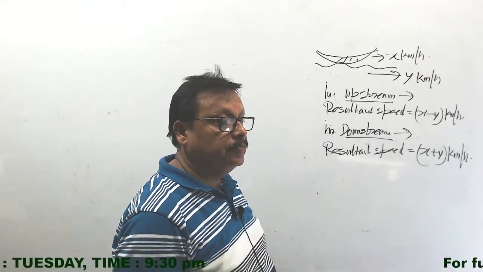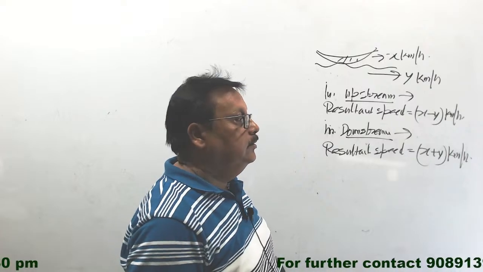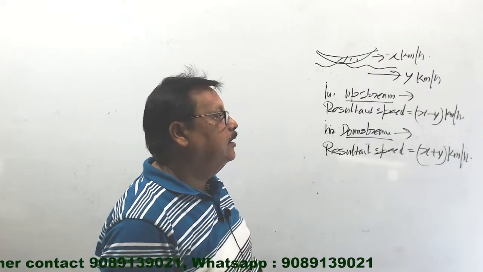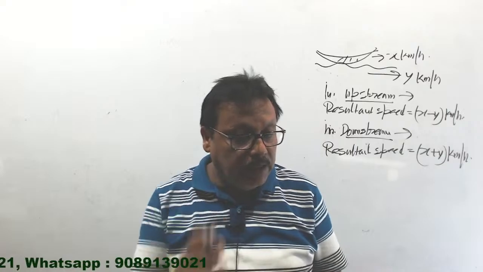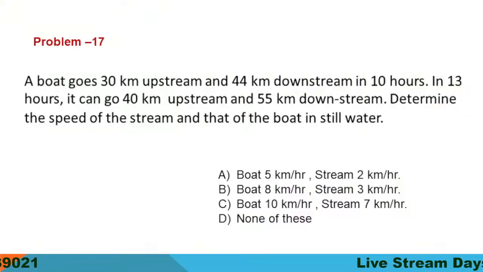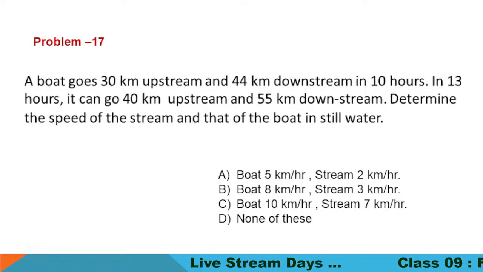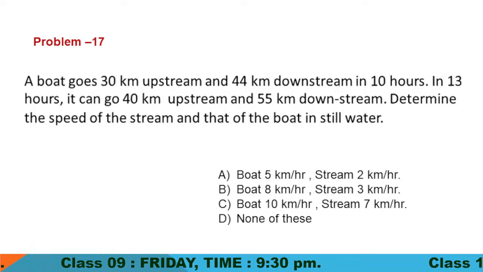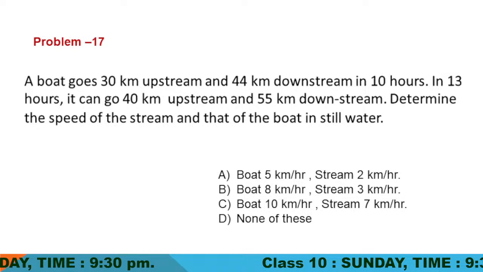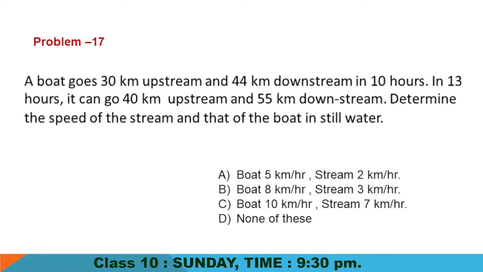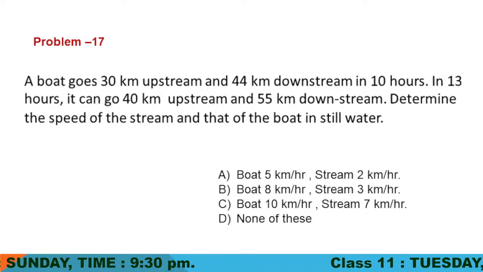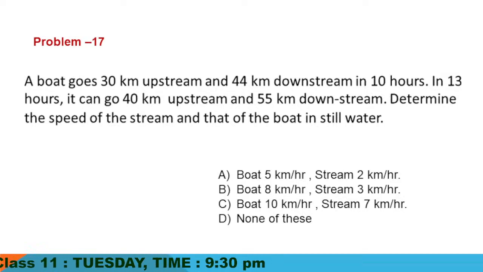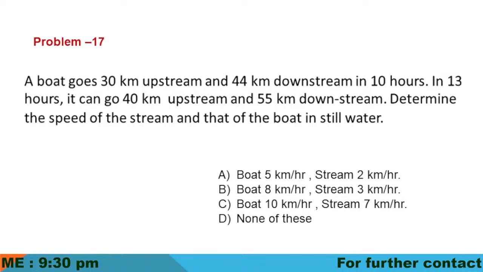Now what to find? There are two conditions given. Read the problem again carefully. Better you take a screenshot. A boat goes 30 kilometer upstream and 44 kilometer downstream in 10 hours. The total time taken by the boat is 10 hours, that is, upstream time and downstream time together is 10 hours.